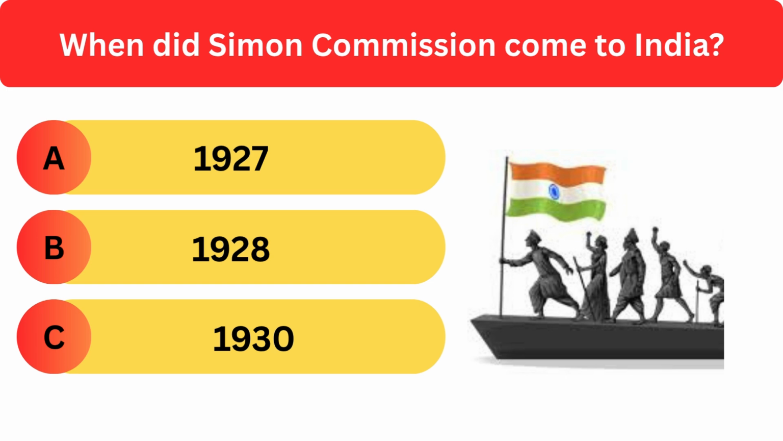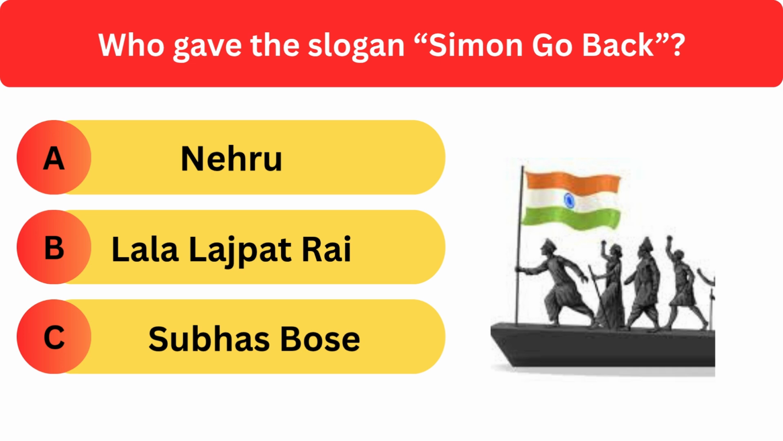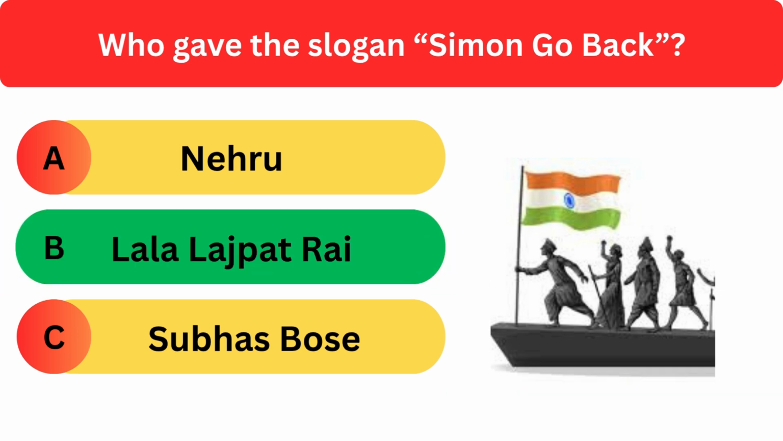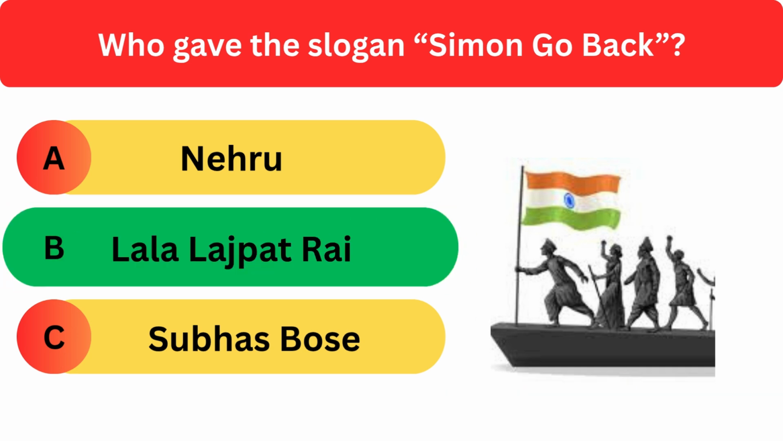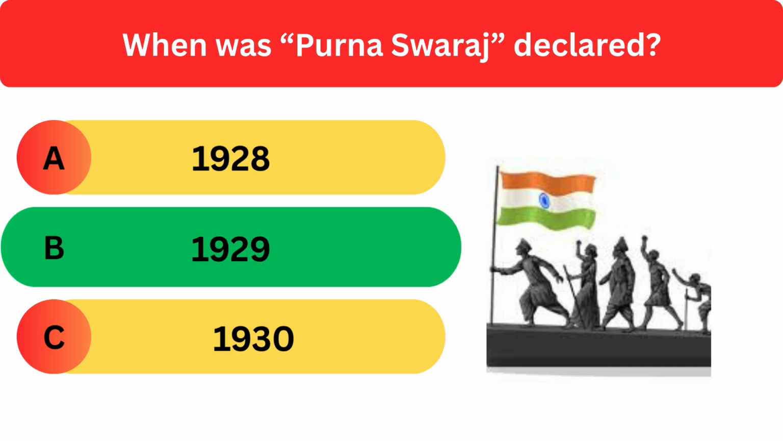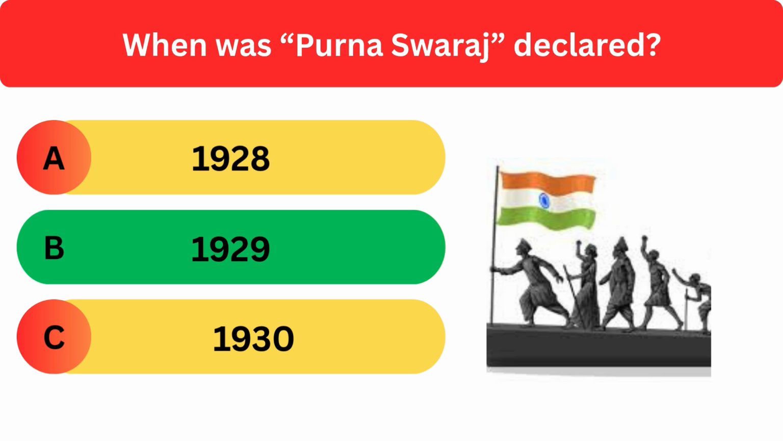When did Simon Commission come to India? 1927, 1928, 1930. Correct answer is 1928. Who gave the slogan Simon Go Back? Nehru, Lala Lajpat Rai, Subhas Bose. Correct answer is Lala Lajpat Rai. When was Purna Swaraj declared? 1928, 1929, 1930. Correct answer is 1929.